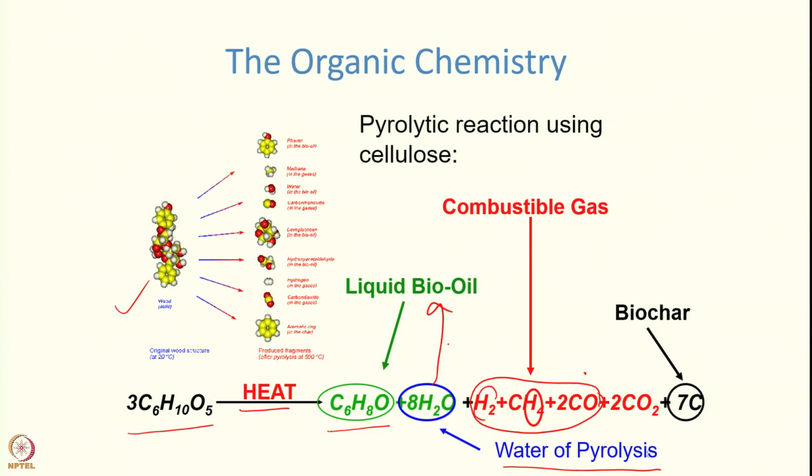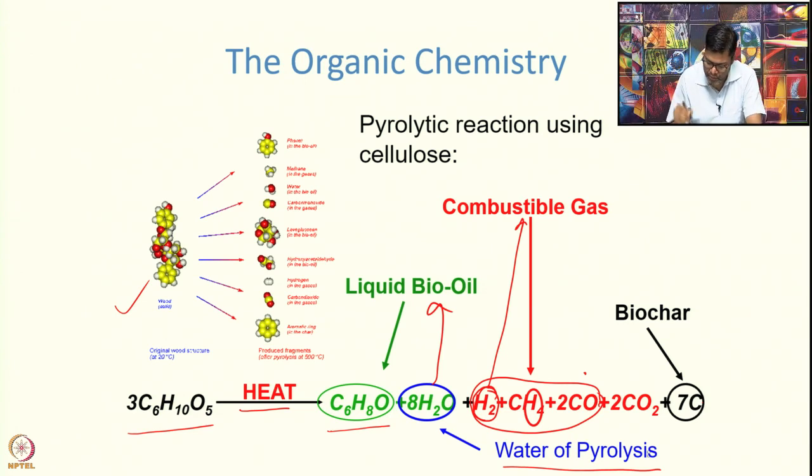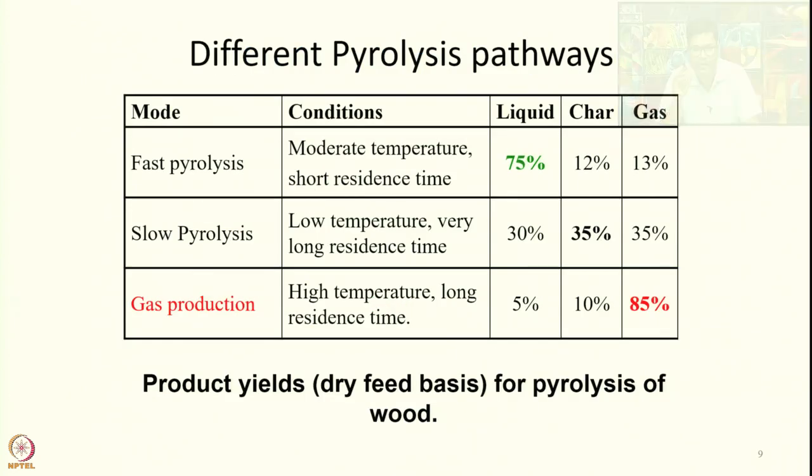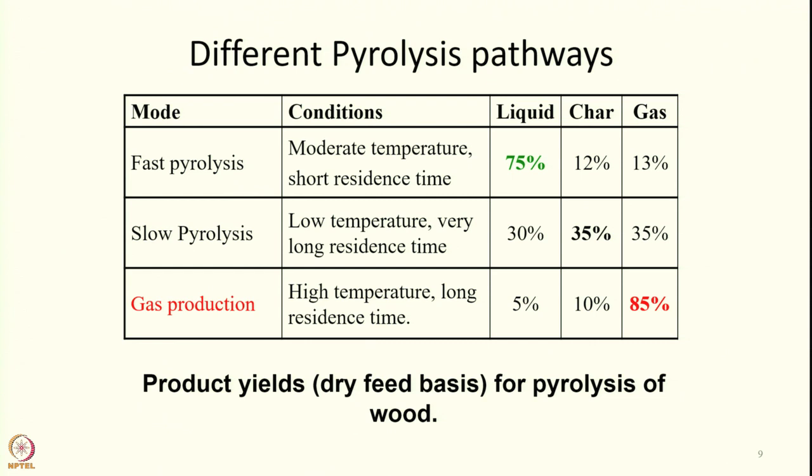So here we have seen that hydrogen is coming out as one of the products in the combustible gas, and in this particular course we are interested in this hydrogen. But we will also see that this liquid oil will give us hydrogen, and how it gives us that. Before going into the chemistry of getting hydrogen from the bio oil or liquid condensate, there are different pyrolysis pathways depending on the temperature and what type of product we get. These three are the major broad classification of pyrolysis.